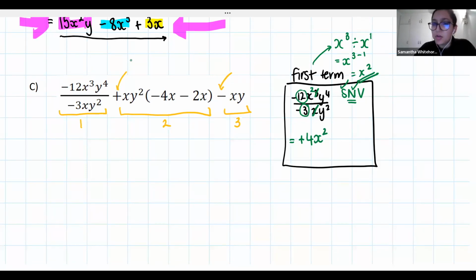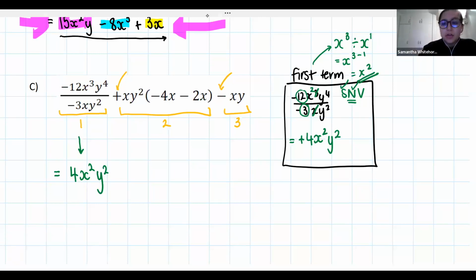If we then have a look at y, very similar thing. Either you say 4 minus 2, so you subtract the exponents and apply your law, or you cross cancel, whichever you want, but you end up with y squared. So this very first term simplifies to positive 4x squared y squared.